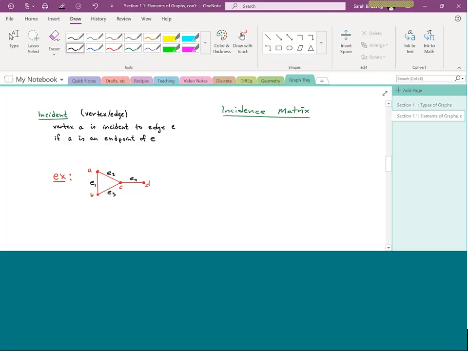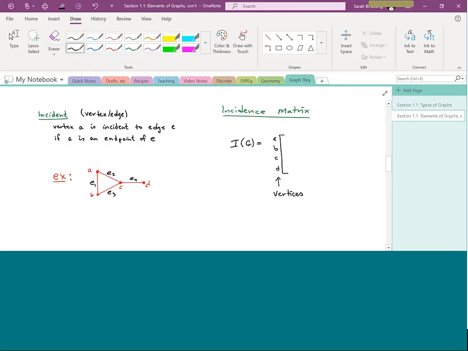So here's how the incidence matrix is defined. It is typically denoted by a capital letter I, go figure, I for incidence. You then label the rows by the vertices. So our vertices here are A, B, C, and D. And let me tag that. These are the vertices.